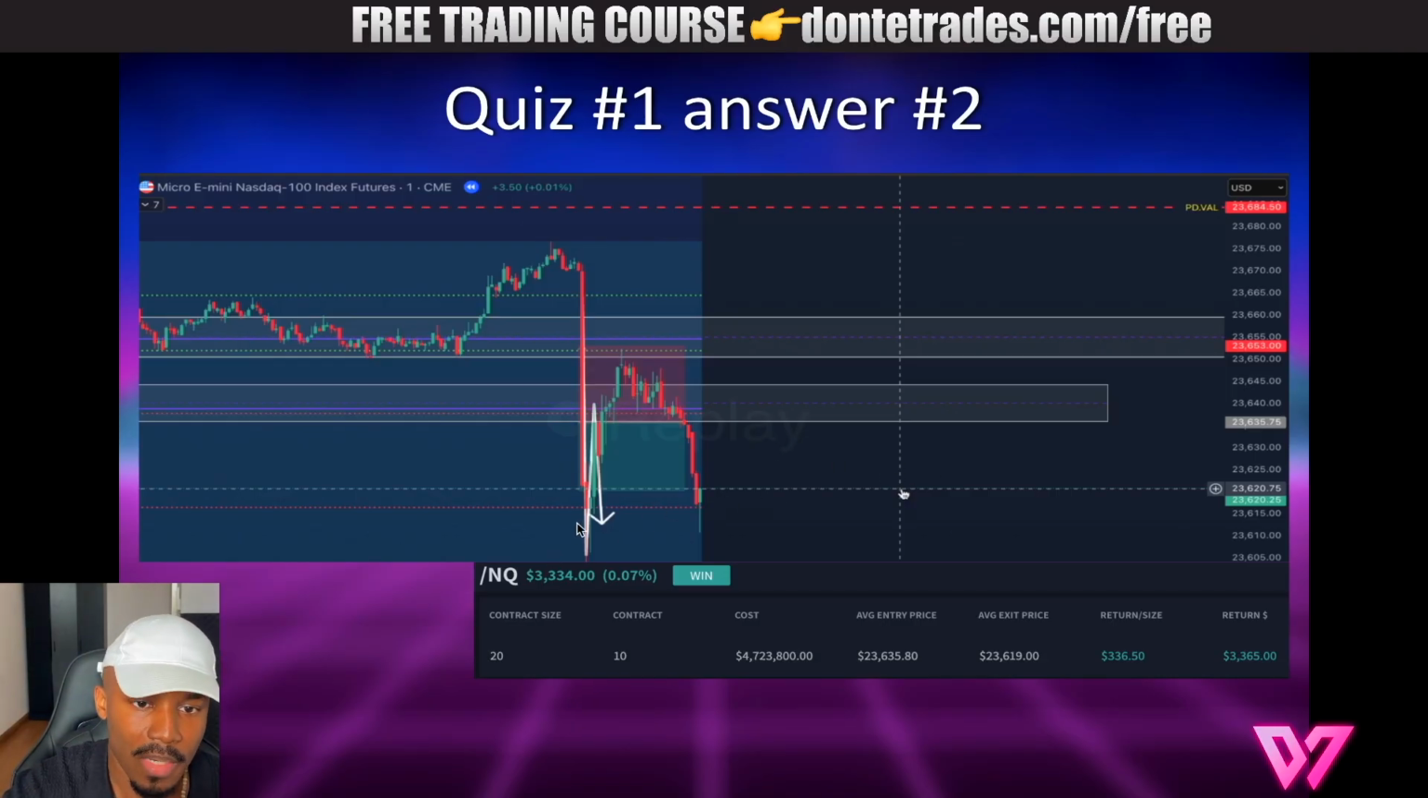So again, that was just perfectly textbook. We just came, we pushed up, rejected, and failed. And you can see as soon as we closed back below this level of liquidity, we just dumped super hard to the downside. So that was a perfect, beautiful trade.